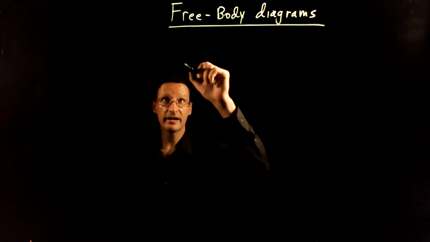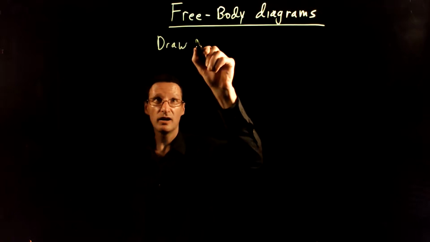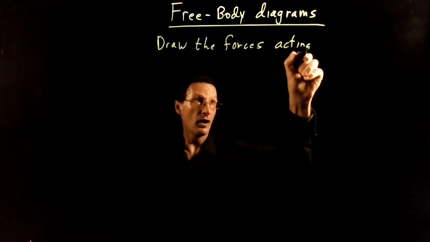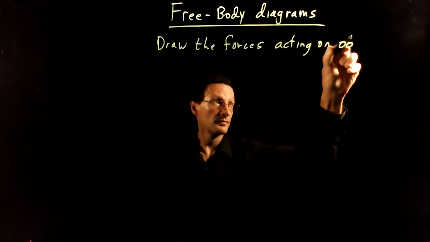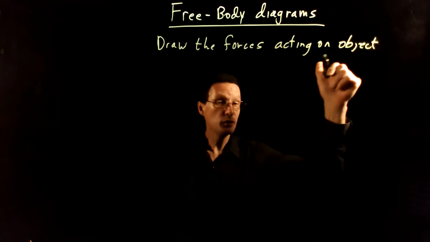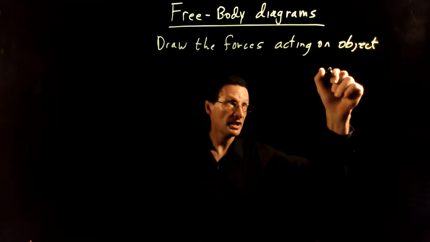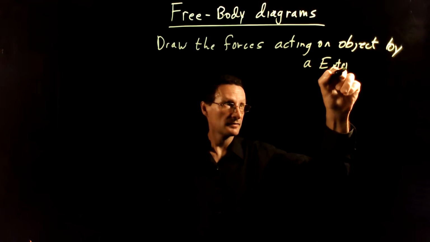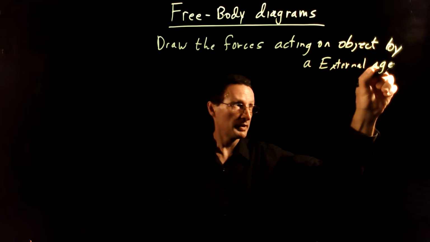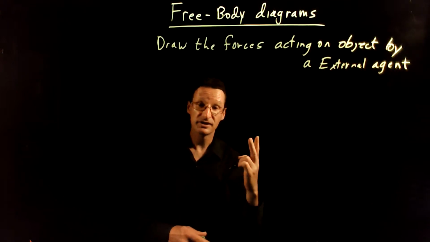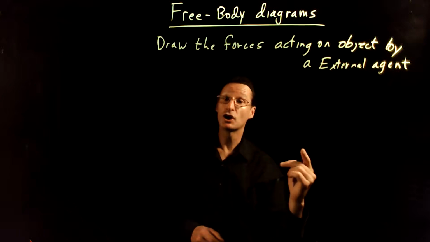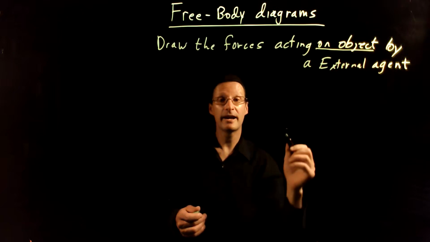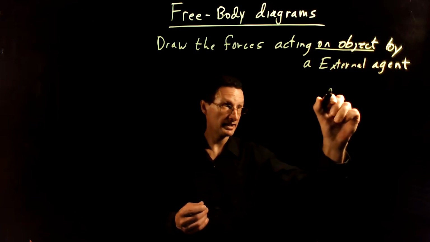The idea with free body diagrams is very simple. You want to draw the forces acting on an object, and you want to draw forces that are acting on the object by an external agent. And what do I mean by external agent? Well, you recall that forces require two objects, an agent which causes the force and an object that feels the force. So we only care about forces that are acting on the object. Let's begin with an example.